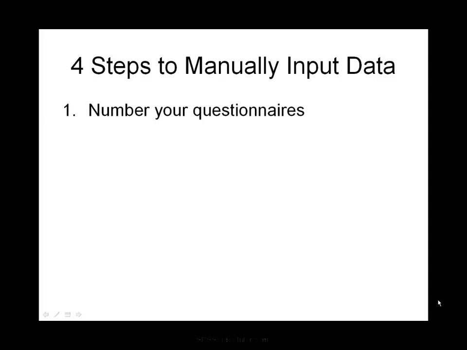So let's say you're checking your data using frequencies and you see that you've made a mistake on one of your variables. You've input the wrong number. If you don't have an ID number, then it's very difficult for you to go back and find the correct questionnaire so that you can input the correct number.